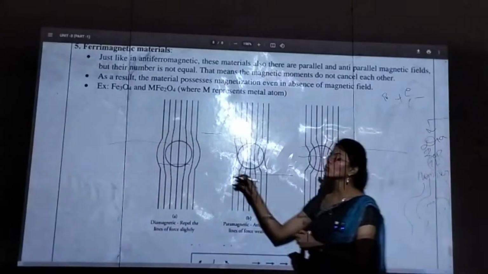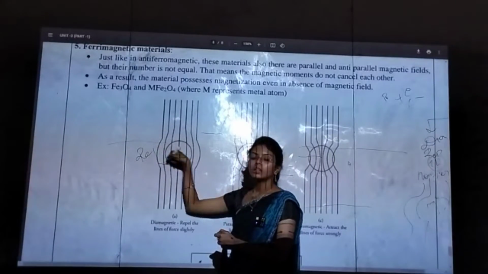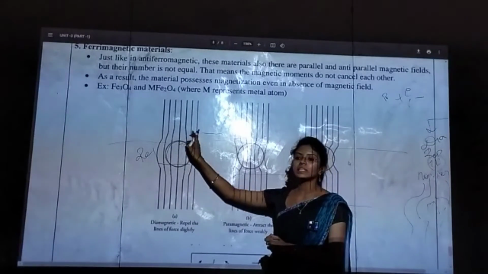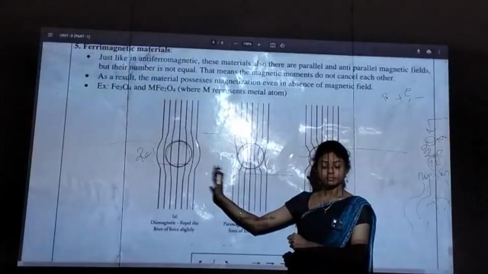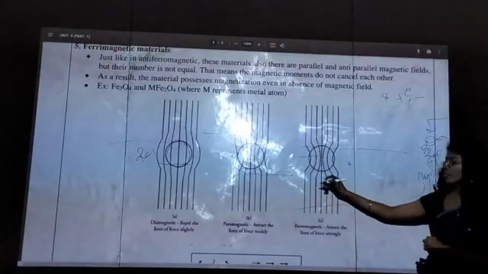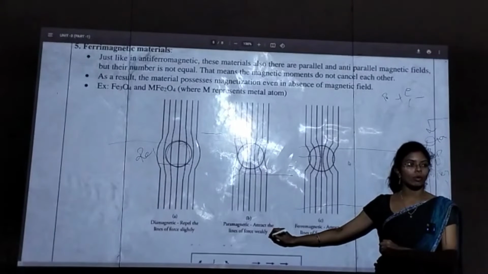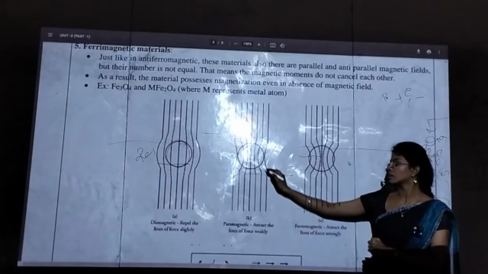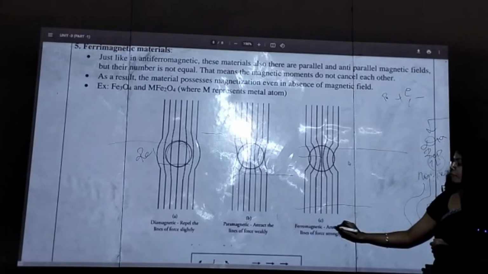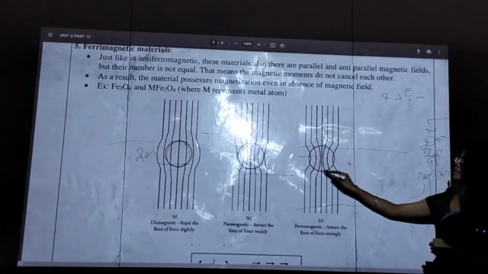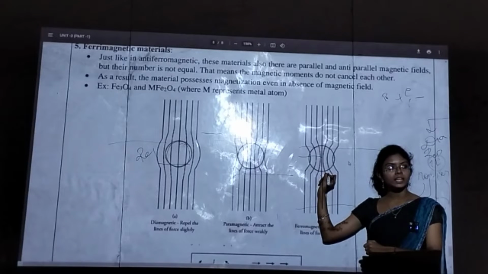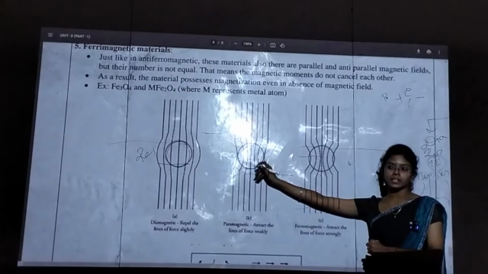Whatever we have studied, those five different types of magnetic materials, we'll see the diagram. First, in diamagnetic, what is happening here? It is repulsion, right? If you imagine this is a material, the lines are repelling from the material. Next, if you take paramagnetic, what is happening? They are weakly attracted to the material. And in ferromagnetic, they are strongly attracted. You can see the difference between these lines and these lines: this is strongly attracted and this is weakly attracted.